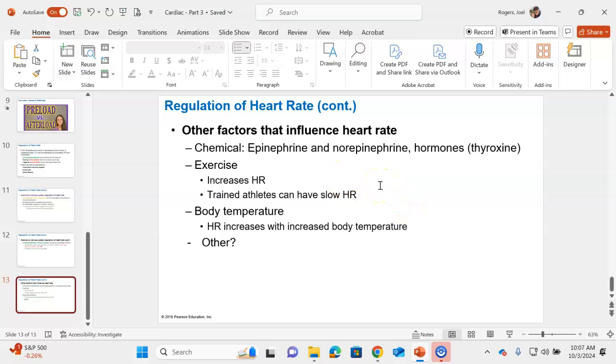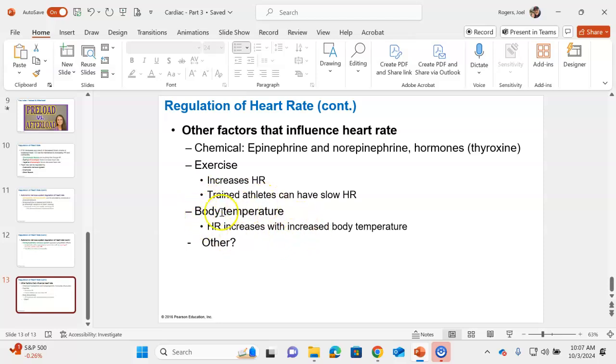But if you engage in regular exercise over time, that's actually going to make your heart work more efficiently and you're actually going to lower your resting heart rate. So exercise will increase your heart rate in the moment, but over time it'll lower your resting heart rate. So there's a little bit of a difference there.